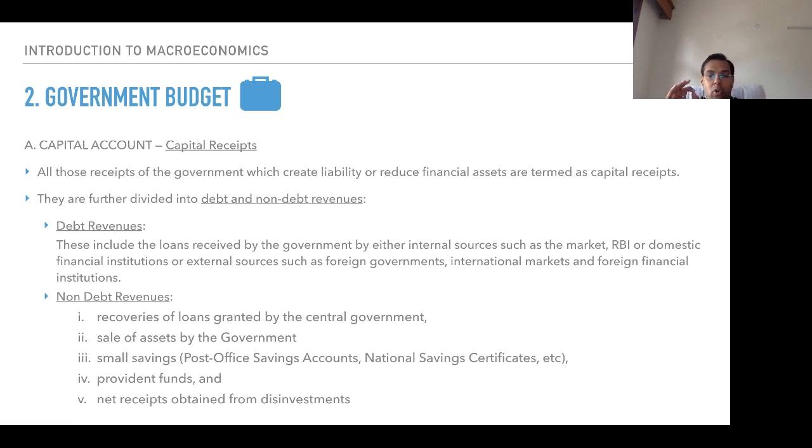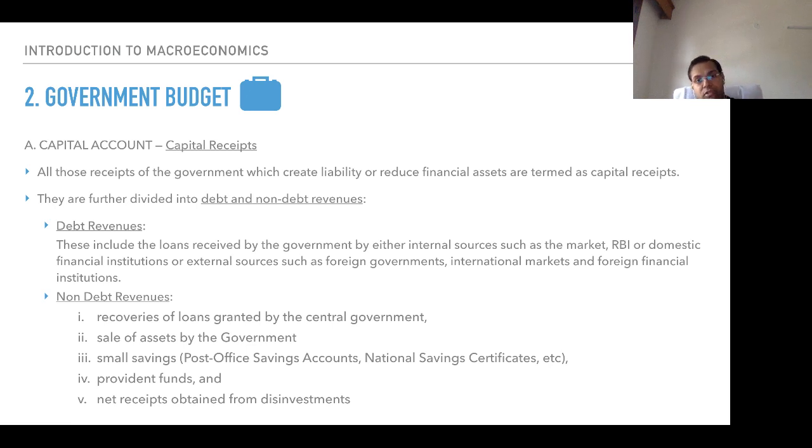So the receipts obtained from disinvestments, whatever money you obtain from disinvestment, is considered to be a capital receipt. So what are the capital receipts? Recoveries of loans, one. Sale of assets by the government. When the government auctions assets, let me give you examples of sale of assets, like auction of 4G or 5G licenses. Whatever receipts you get, they are considered to be capital receipts.